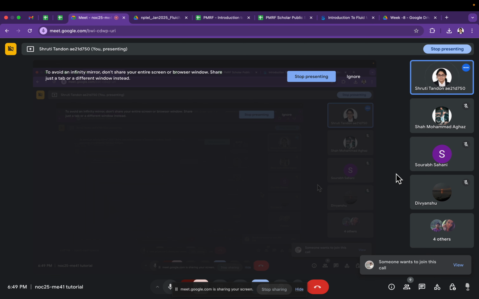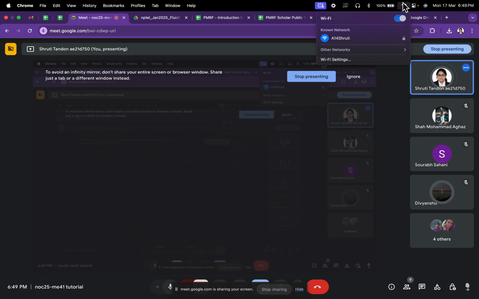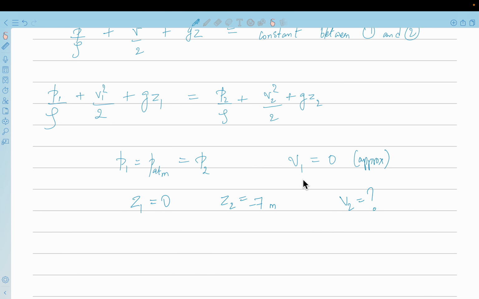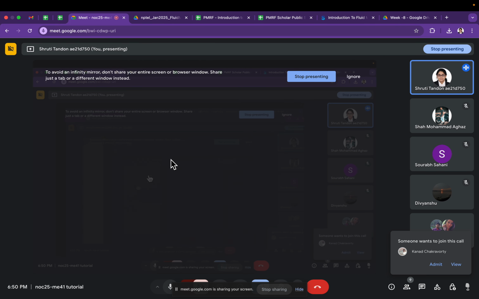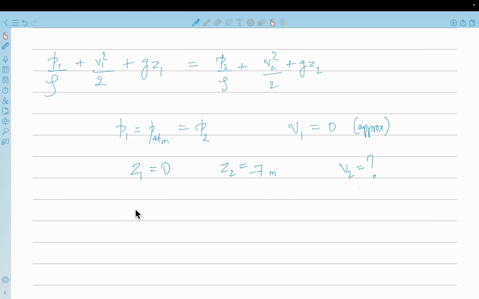Am I still audible? Yeah, please try and calculate and tell me what is V2. So since P1 and P2 both are P atmosphere, these terms get cancelled. V1 is just 0, so it is GZ1 is equal to V2 square by 2 plus GZ2.